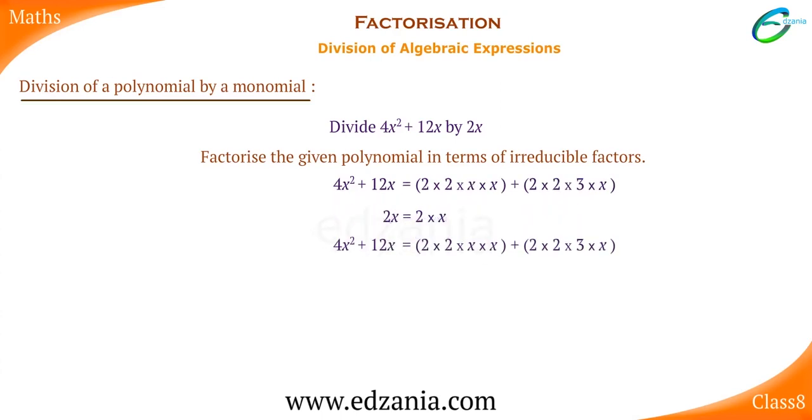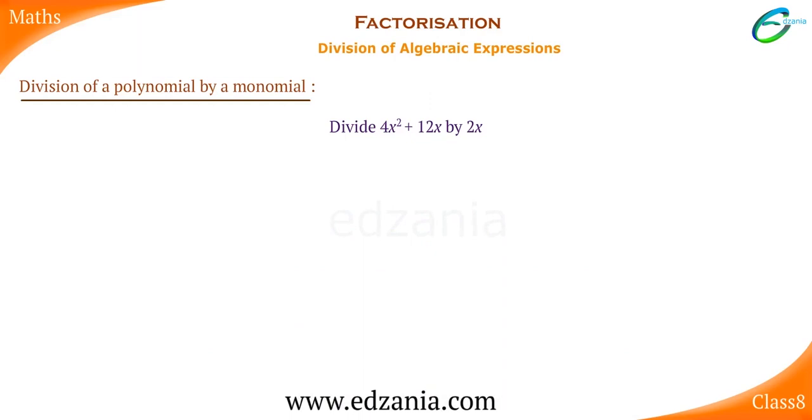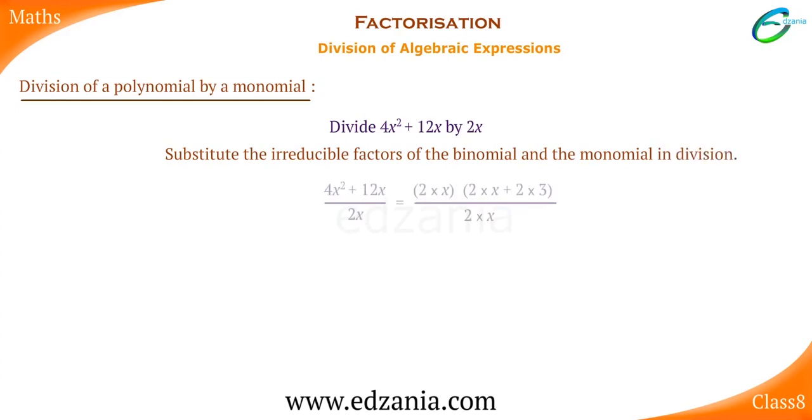Now we can see a common factor in both the expressions, which is 2 into x. Now let us separate 2 into x from each term of the binomial. Next, substitute the irreducible factors of the binomial and the monomial in division. Cancel the common factors between them. So we get the result as 2x plus 6.